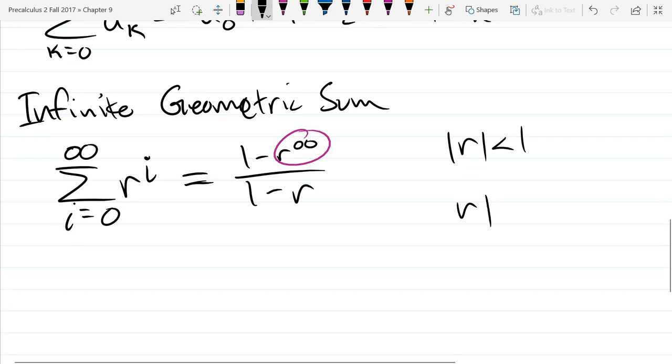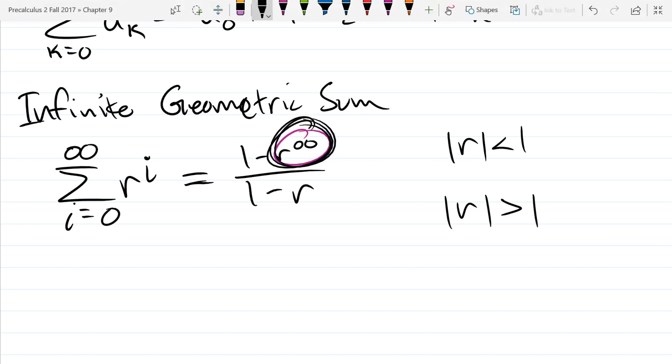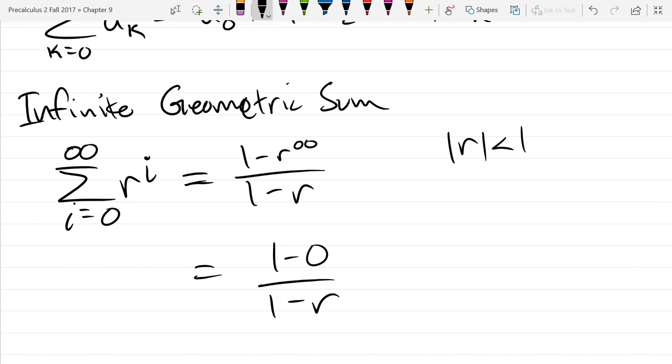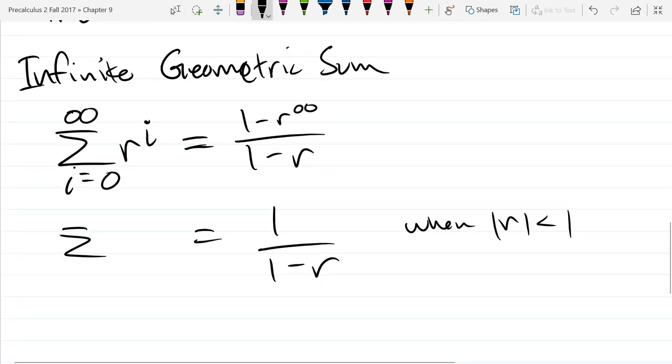What happens if r is big, meaning bigger than 1? Let's take an easy number like 2. So 2 to a huge power is going to be a really huge number, and it's going to keep getting bigger and bigger and bigger. The problem is if your r is greater than 1, or big, you're going to get infinity right here, or negative infinity. So what that means is, if r is small, what we're going to get is 1 minus 0 over 1 minus r. Of course, we don't need to write 1 minus 0. We just get 1 over 1 minus r when r is small. So if our r is small, we get this.